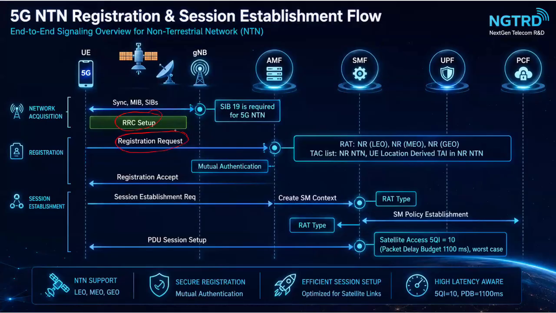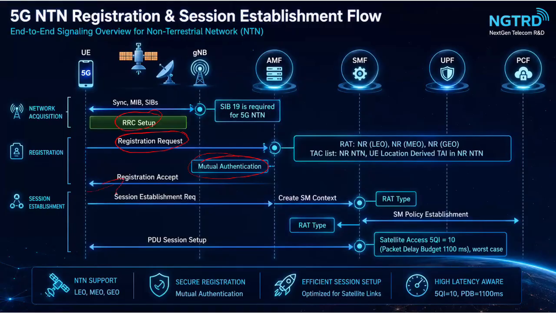Next comes the authentication. So it is mutual authentication. The UE and the core network perform various kinds of authentication like mutual authentication, security key generation, integrity protection, and ciphering activation, right? So this step is identical to terrestrial 5G. And after that, we have the registration accept.